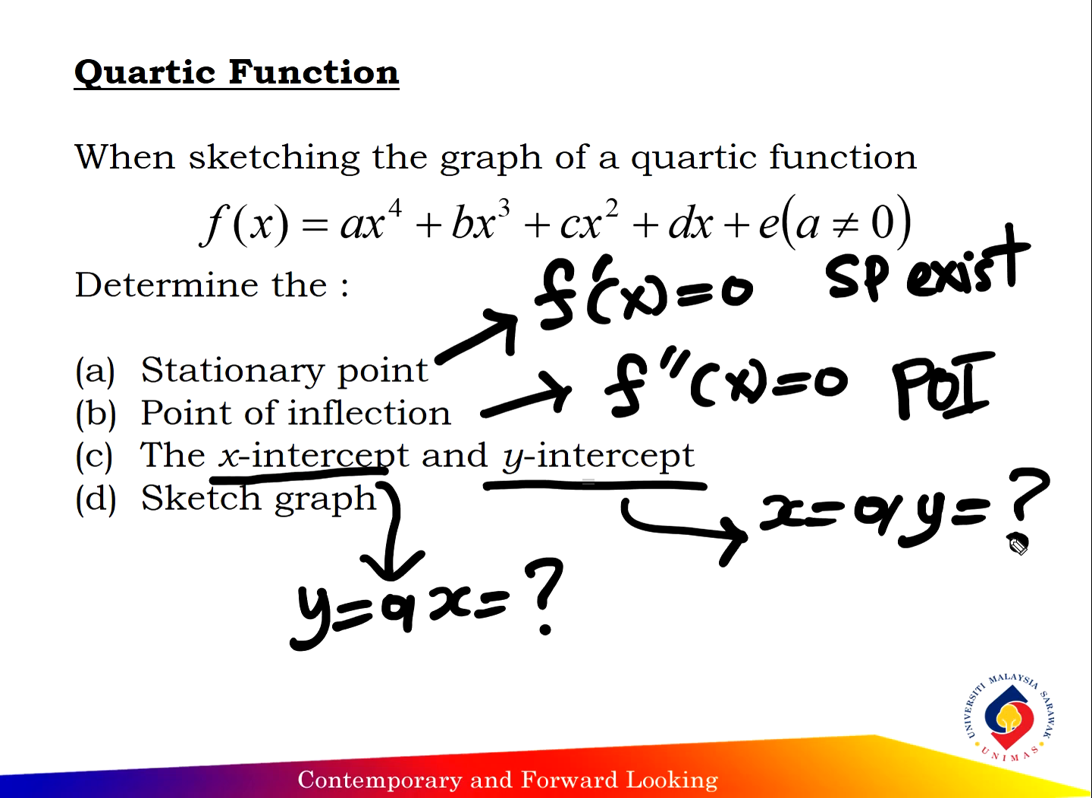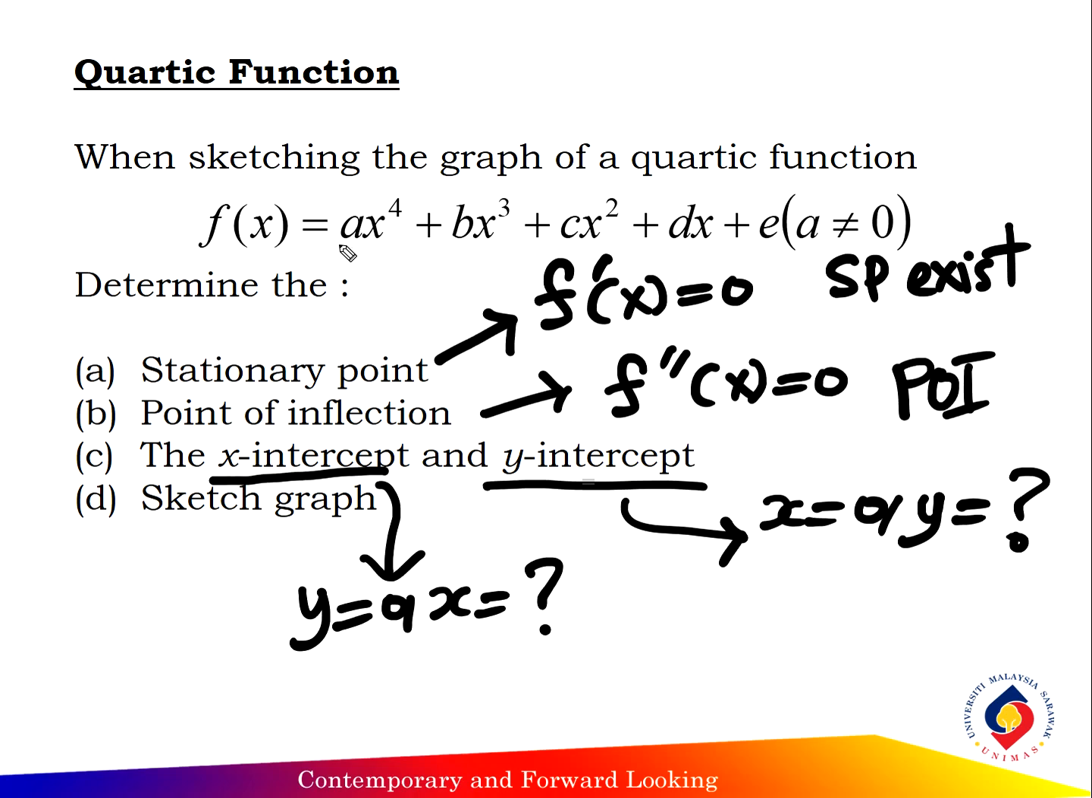And C, you find the x-intercept of the function. You let y equal to 0, and find the value of x. And for the y-intercept of the function, x equal to 0, and you find the value of y. And last, you sketch the graph of the quartic function.